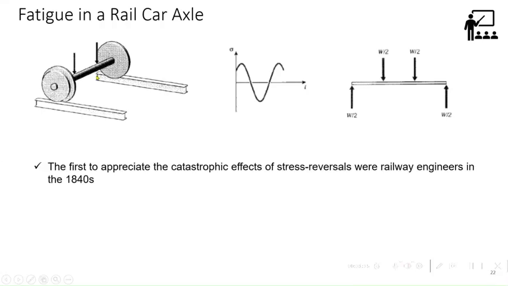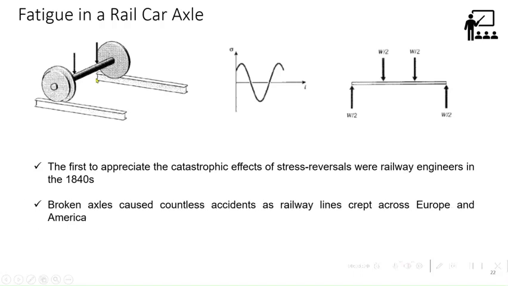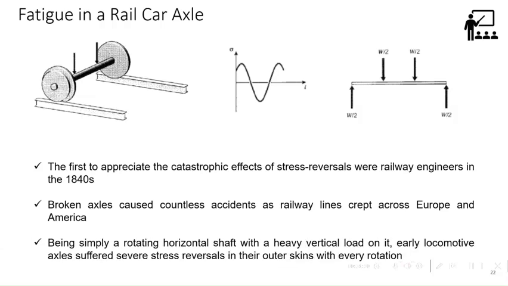Railway engineers were the first to appreciate the catastrophic effects of stress reversal, way back in the 1840s, and broken axles caused countless accidents as railway lines crept across Europe and America. In fact, at that point of time, the internet says that there were accidents reported almost every alternate day somewhere. Being simply a rotating horizontal shaft with heavy vertical load on it, every locomotive axle suffered severe stress reversal in its outer skin with every rotation. Okay, that's understood, right?